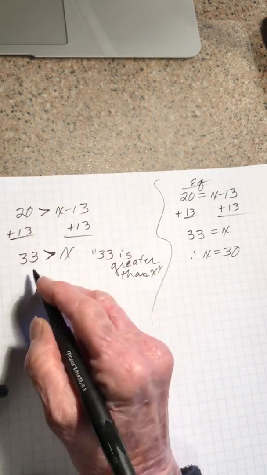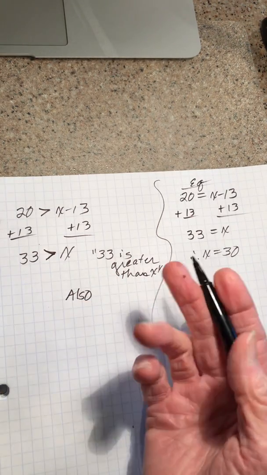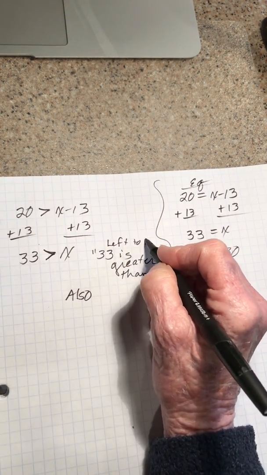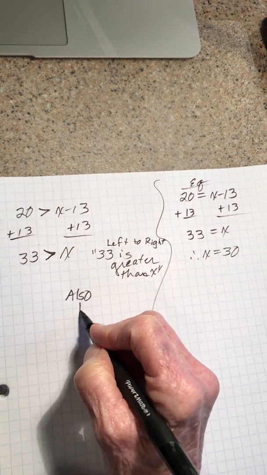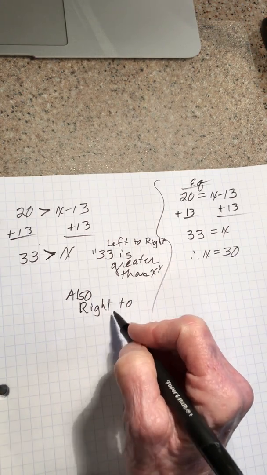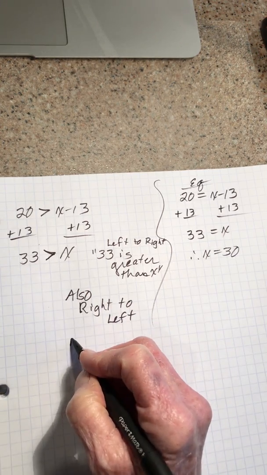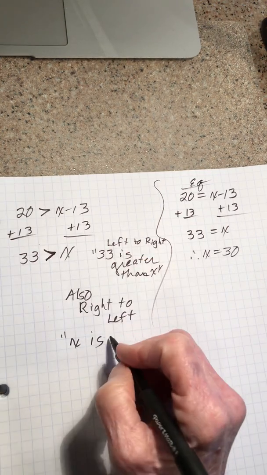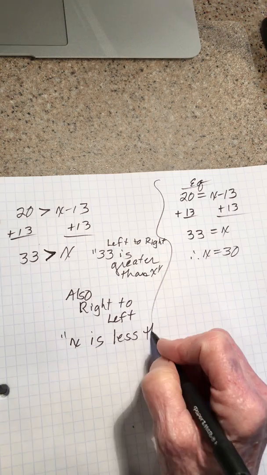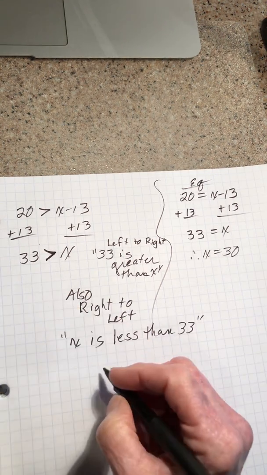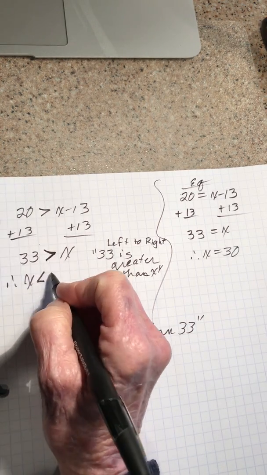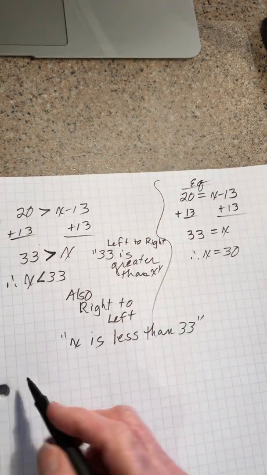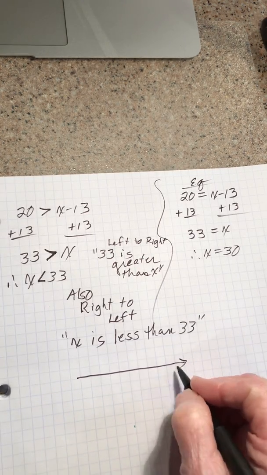Remember, the alligator's mouth eats the bigger number. So when you read inequalities, you can read them from left to right. If you read it right to left, you have to be really careful. x is less than 33. So we have to be really careful. So that would mean, therefore, x is less than 33. So you can either just leave it like that, but just know that when you read it, x is less than 33. Okay, so to graph it, it's really important how we understand it, because graphing that's important.